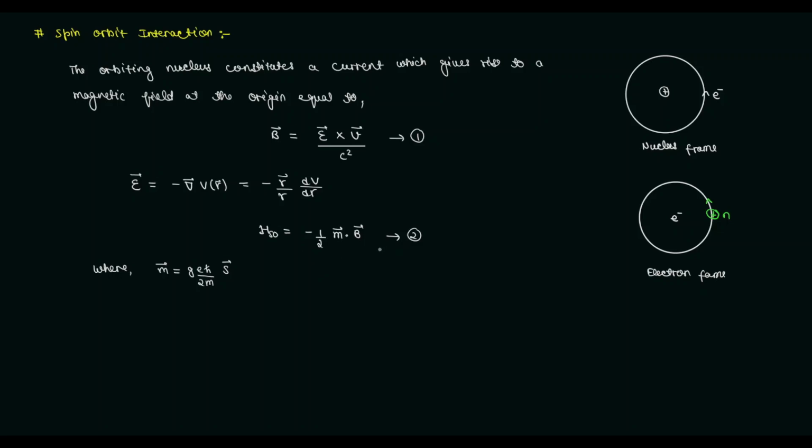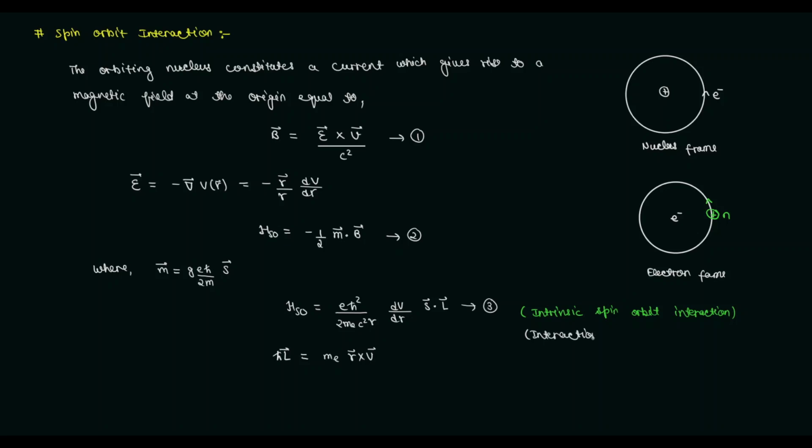Here in this equation 2, the factor half is a relativistic Thomas factor. So if we substitute the value of m and B here, we get e h-bar squared divided by 2 m_e squared c squared, times 1 over r times dV by dr, and then S dot L, where h-bar times L is the orbital angular momentum and its value is equal to m_e r cross v. Now this effect is known as the intrinsic spin-orbit interaction and is an interaction between the spin and the orbital part of the electron's wave function in an atom.